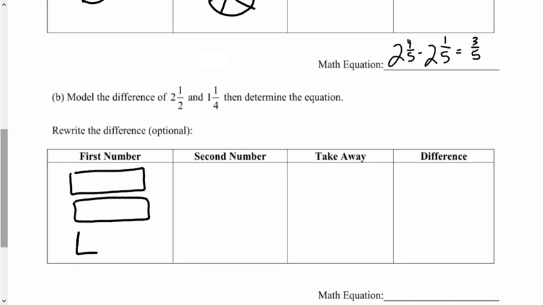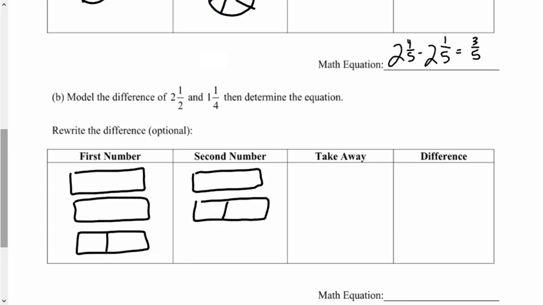So here's 2, and then 1/2 will look like that, right? And then we've got 1 and 1/4. Now the nice thing about this here is that fourths and halves, those go together really well. I know what the common denominator is going to be for those. It's going to be fourths, right? All we've got to do actually is split this half up. We'll just do this. There.